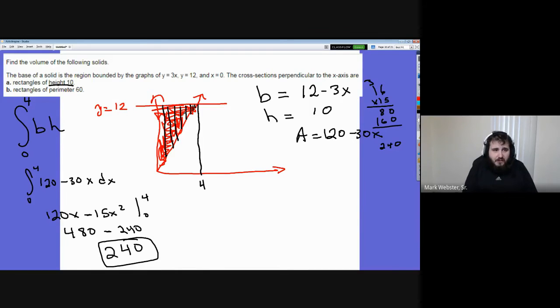So that's the rectangle with a height of 10. So the next one, they tell us a slightly different story. They tell us that the rectangles, regardless of what the base and the height are, the rectangles always are going to have a perimeter of 60.